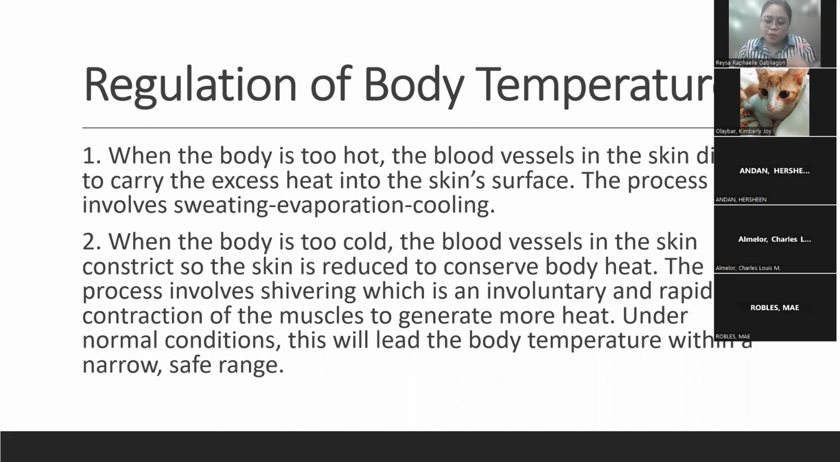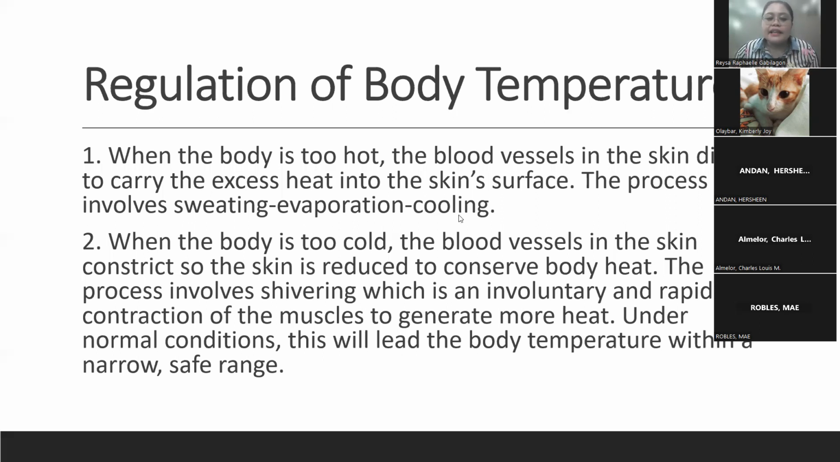So again, pag masyadong mainit sa loob ng katawan natin, ang mangyayari, i-dilate yung mga blood vessels para yung init sa loob will go out, mapupunta siya sa skin surface natin. Okay, so the process involves sweating, evaporation, and at the same time, cooling. Pag napunta na kasi siya sa skin surface natin, ayun, magsusweat na tayo, and then the sweat will evaporate, and then after that, there will be a cooling process. That is to regulate para bababa yung body temperature.